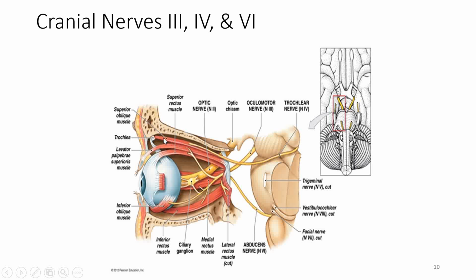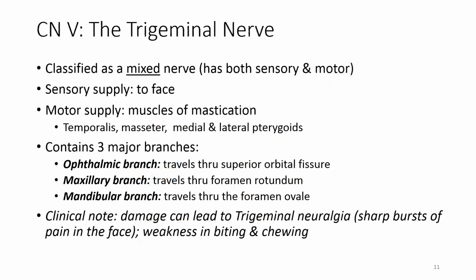And so the oblique ones, again, go through this little ring right here, and then wrap around the eyeball, so that way you can actually turn your eyeball in the socket. And you've got a superior one up here, inferior one right here. So there's 3 cranial nerves that are involved in supplying motor input to the eyeballs themselves.